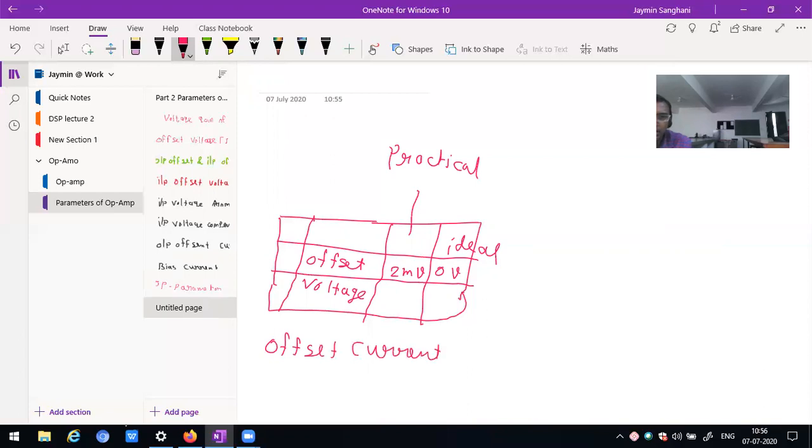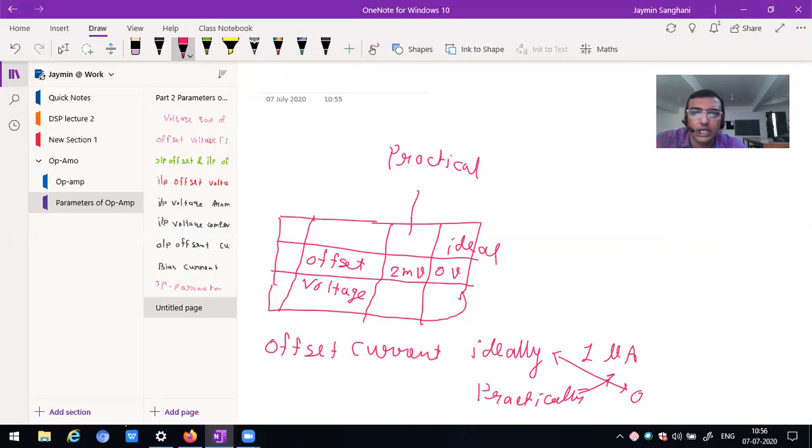Offset current: practically 1 microampere and ideally 0. See this, this is offset current. So these are the parameters of the Opamp that we have discussed here.